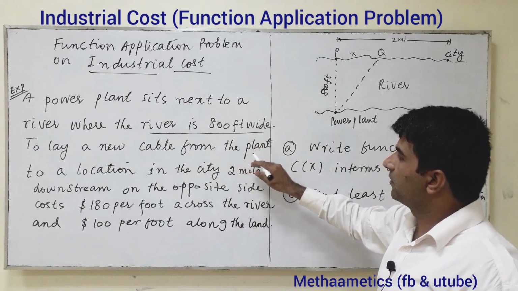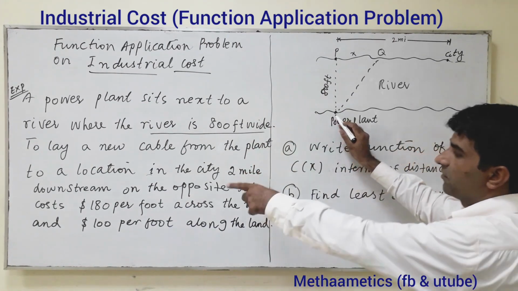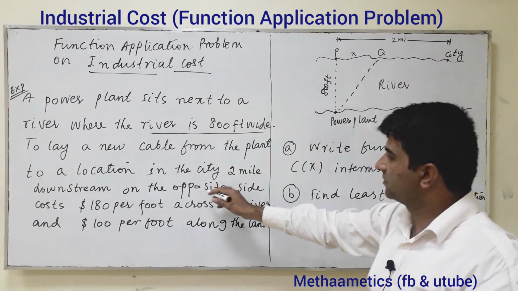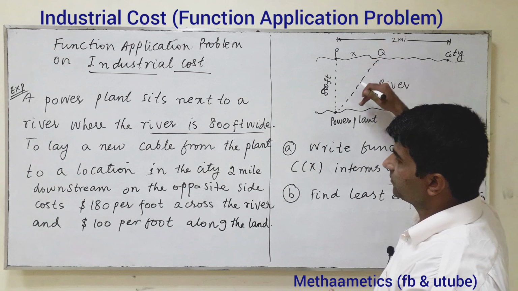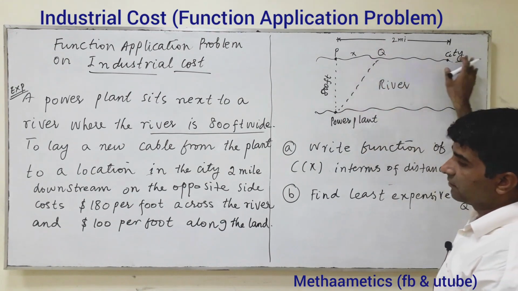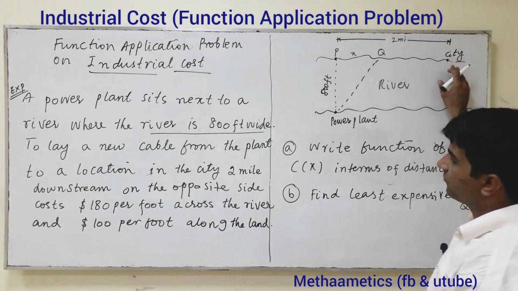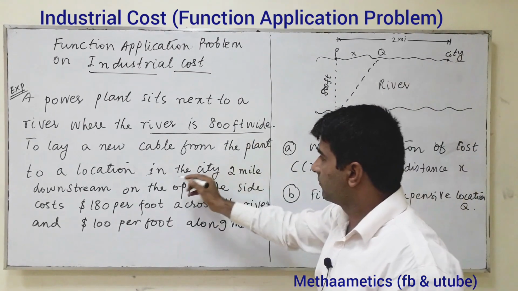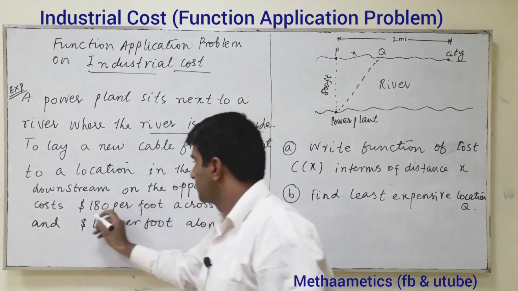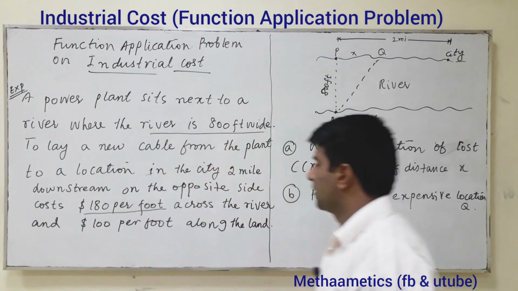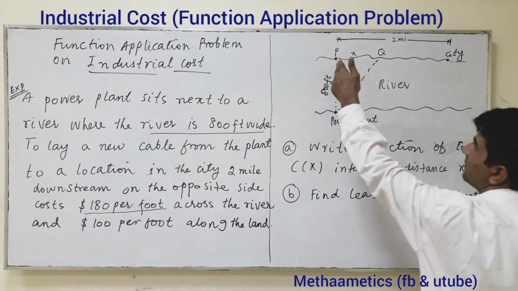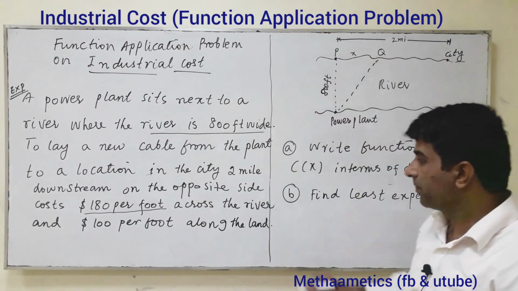To lay a new cable from the power plant to a location in a city which is 2 miles downstream, on the opposite side of the river from the power plant, it costs $180 per foot across this river. Across this river, we can take it here or from this side, whatever.